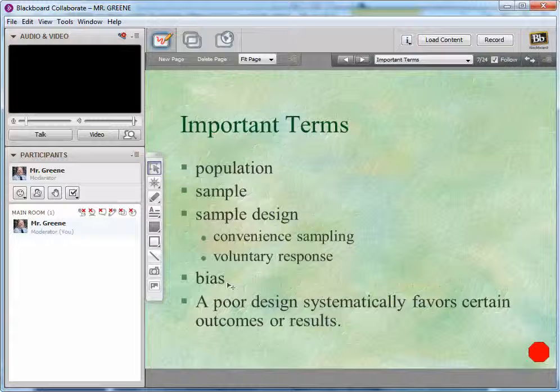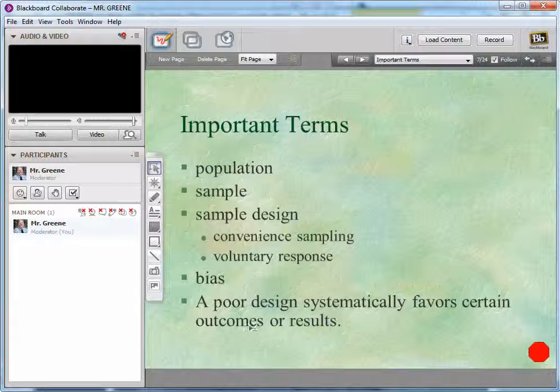I particularly have a bias towards Oreo cookies. I don't like plain sugar cookies. I like Oreo cookies. It's a bias I have. I have no problems admitting it. Okay? We all have a bias in some things.